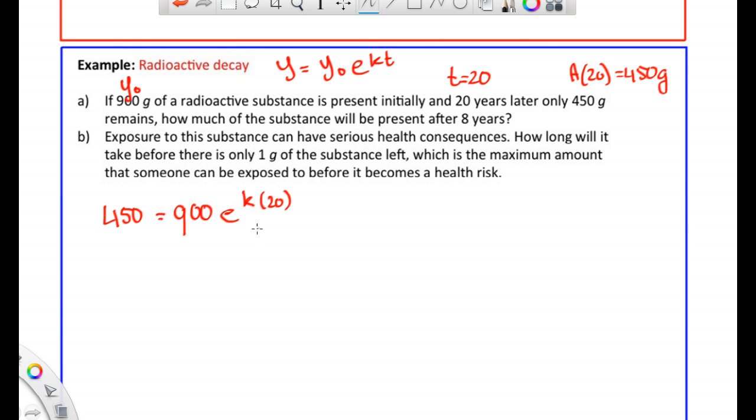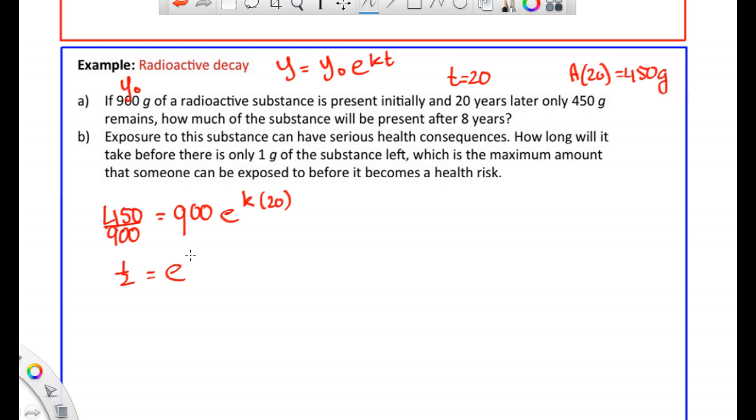So this is a one variable equation. So we're going to actually have to solve this equation before I even can start thinking about what happens after 8 years. So 450 divided by 900, now that's a half. So this is also known as the half-life, apparently then. If you get a half here, the half-life represents the amount of time it takes to go from a known quantity to half of that.